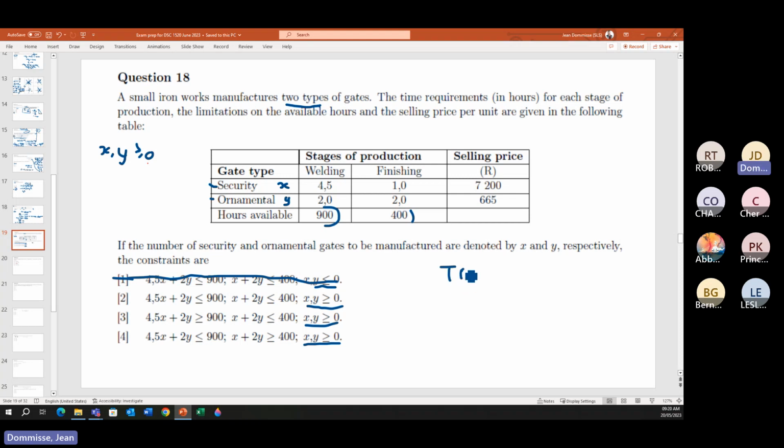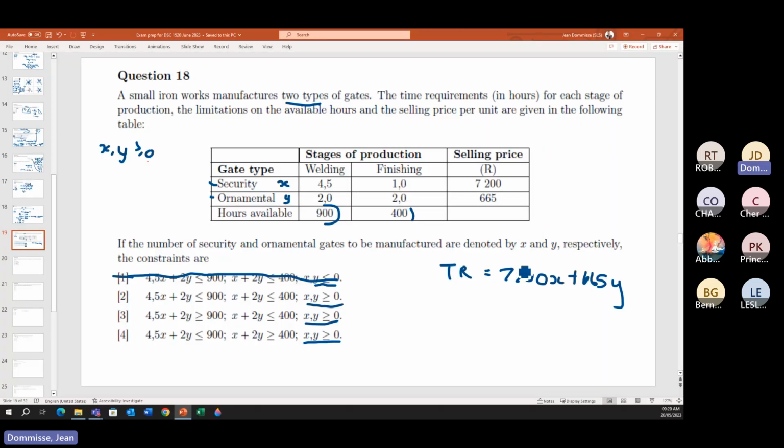So the total revenue would have been an easy one, because it is the selling price of one product plus the selling price of the other product. So if you needed to add the total revenue curve with it or the equation, there it is. But okay, so let's look at welding.